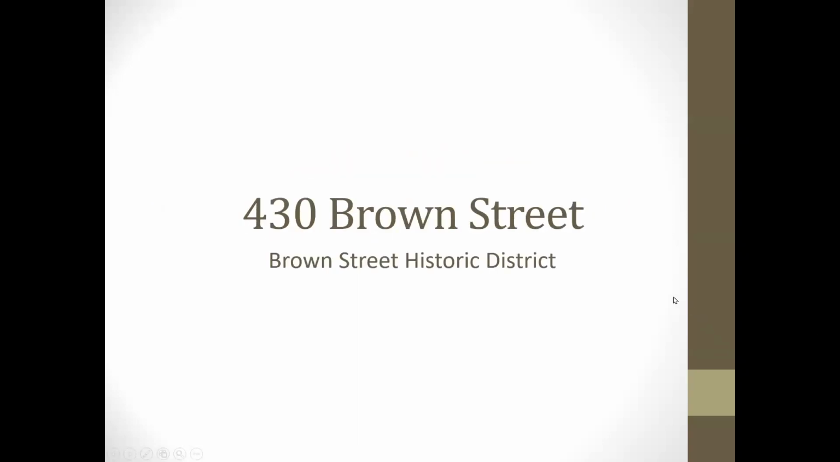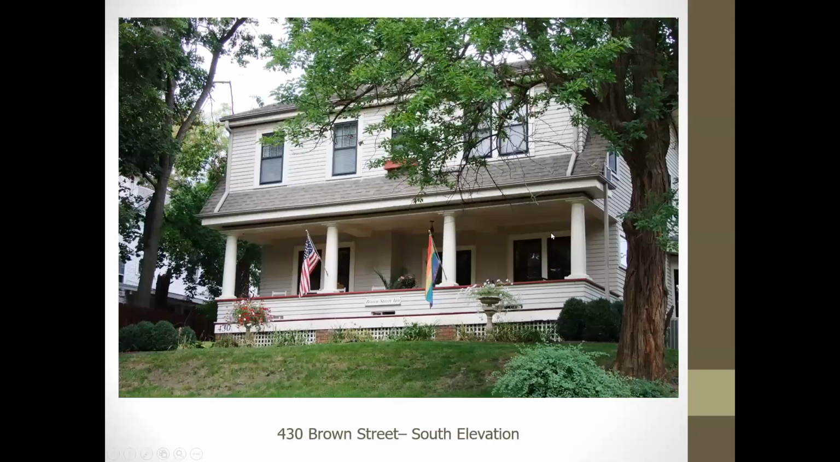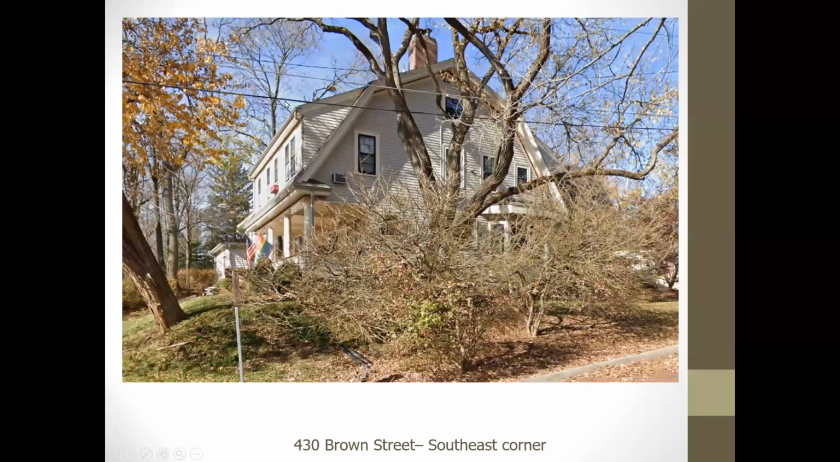The first project is 430 Brown Street in the Brown Street Historic District. It's located here on the corner of Van Buren and Brown. This is the front facade of the house. You can see that it has a front porch under the full width of the house. This is a gable roof house, as you can see here, with a full dormer. Because this is a gambrel roof, this house that is colonial revival is actually part of the subgenre of Dutch colonial.